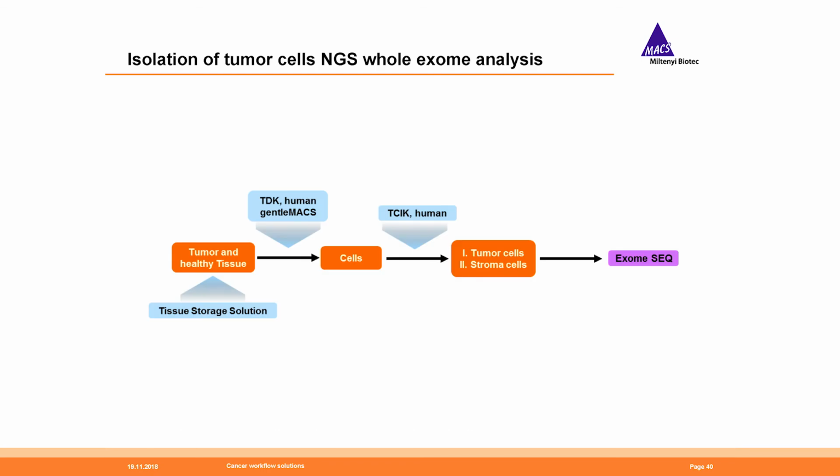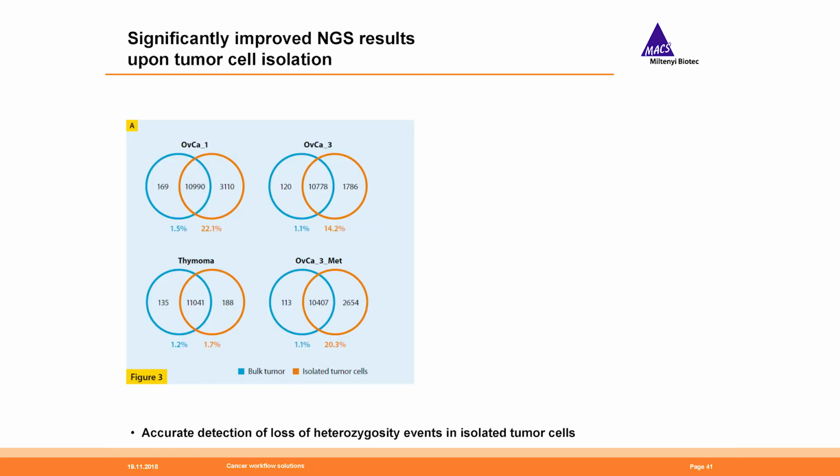Also, very important if you go into NGS downstream and you want to do any kind of sequencing there, it's the same procedure again. You have your tissue, you dissociate the single cells, and now you isolate for tumor cells. And this then goes into exome sequencing. What is the advantage here? Well, if you see here, the blue circle would indicate what you do if you do not isolate. So you would get these readouts in the middle, which are basically the ones that you're interested in.